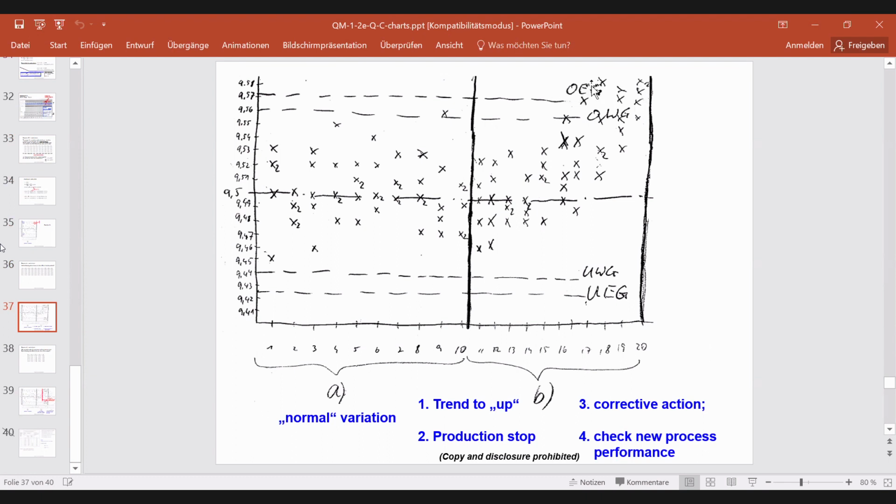This is the control limit here, the upper control limit and the lower control limit. And here there are some measurements above the upper control limit. So they have to stop the process and take corrective action. What you can see here is a trend in the direction of the upper control limit. So they have to stop the production, correct the process, and check the new process condition.